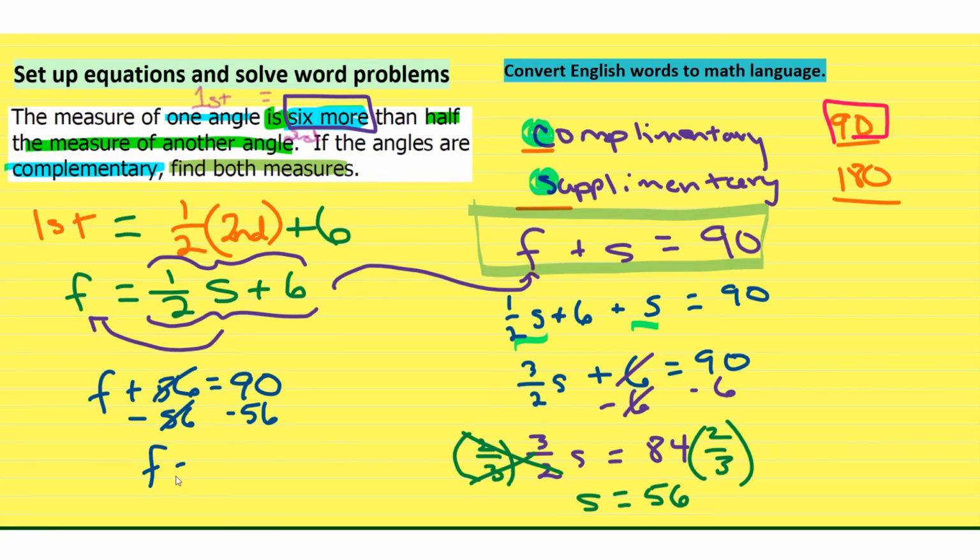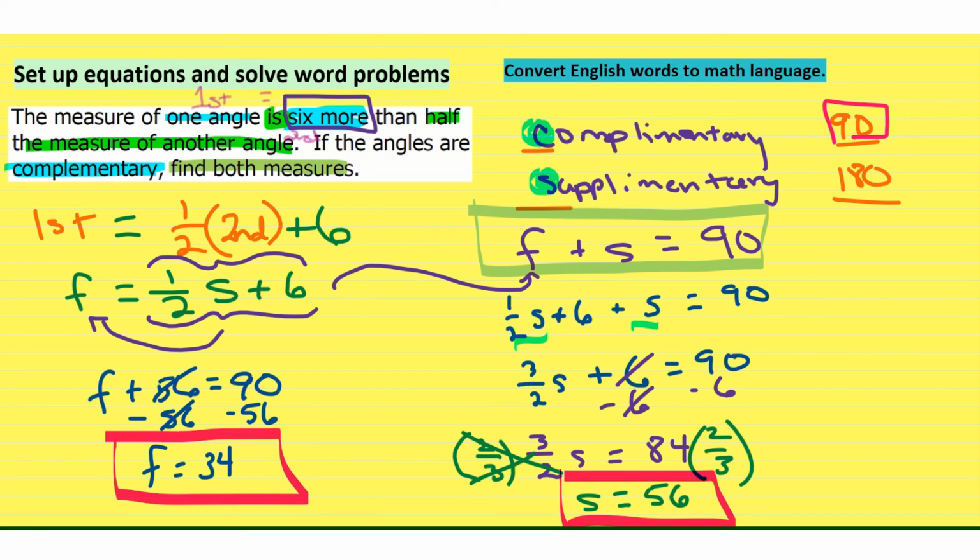Therefore, f is going to be equal to, let's see, 90 minus 50 would be 40, minus 6 would be 34. Okay, so let's see if that adds up. F, the first angle, equals 34, the second angle equals 56. So does 34 plus 56 add up to 90? 4 and 6 is 10, 5, 6, 7, 8, 9. Yes, they do. So these are our correct answers. They add up to 90, and 56 and 34 degrees are the measures of our two angles in this word problem.